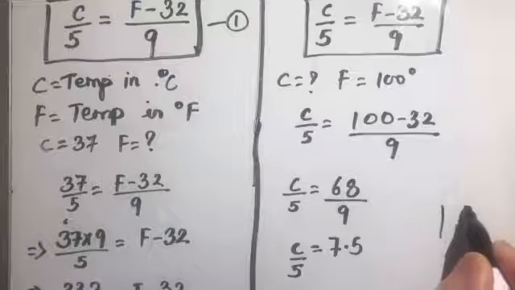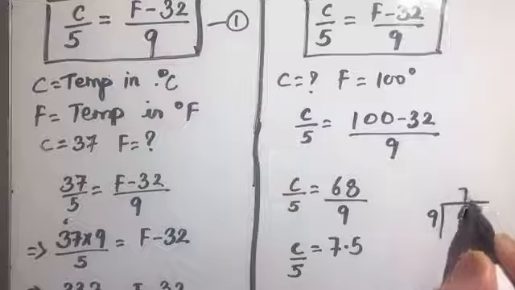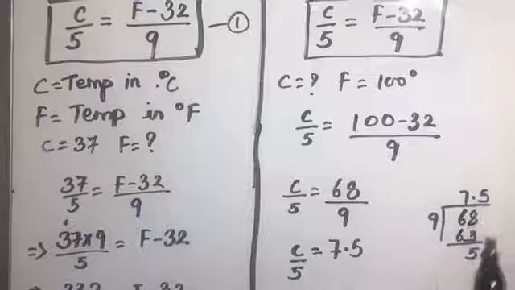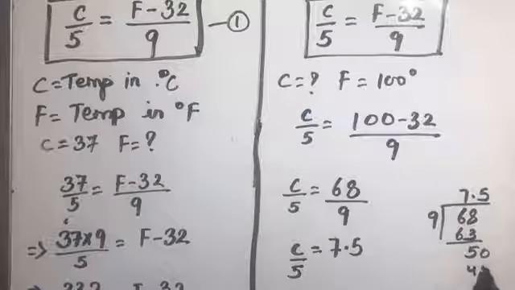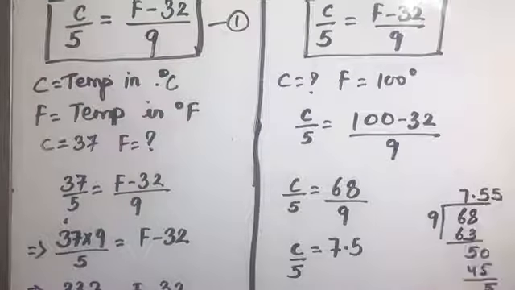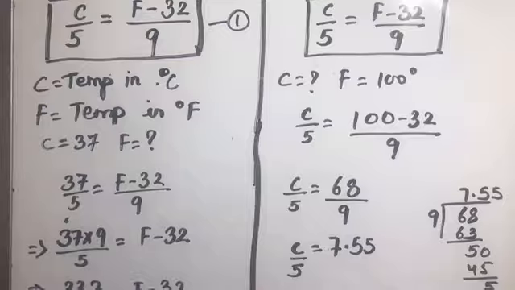Let me check here. 68 divided by 9. So 9 sevens are 63 and 5.07. Yep, it's 7.55. So C will be equal to 7.55 times 5.